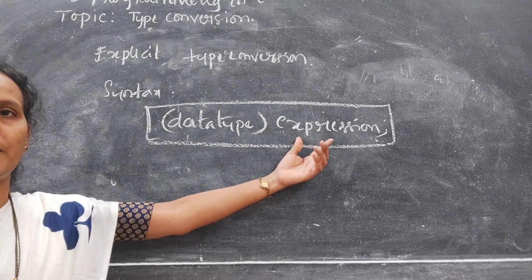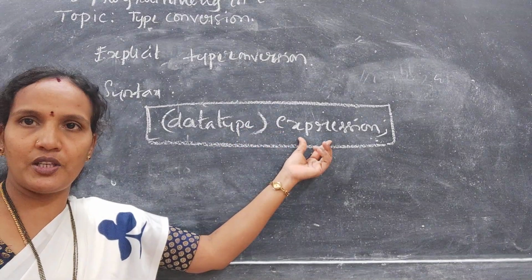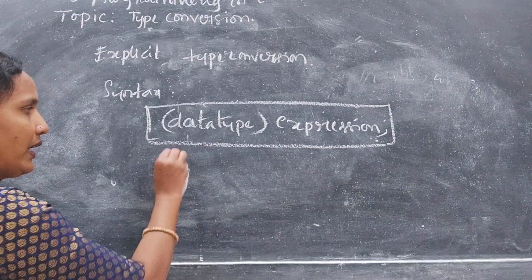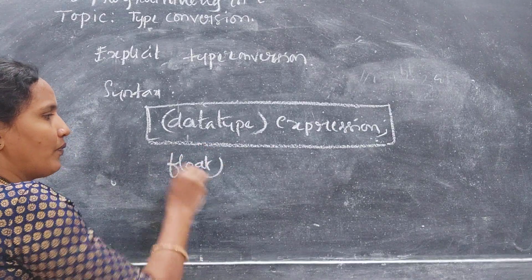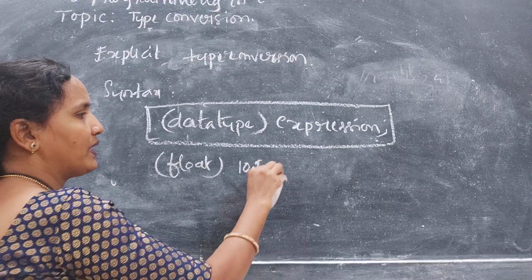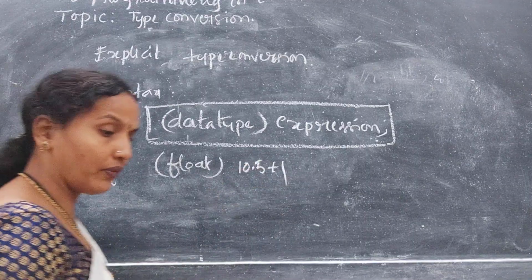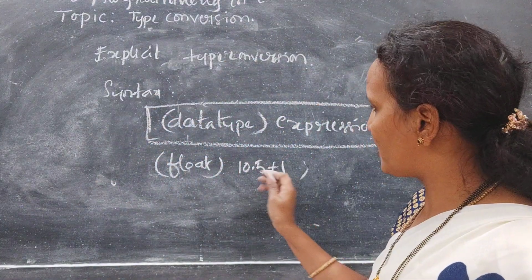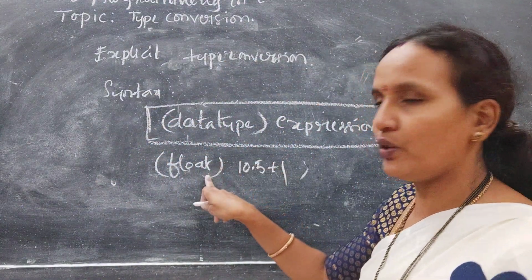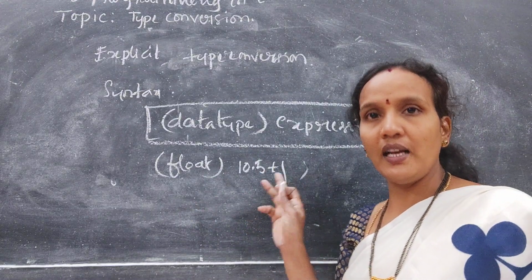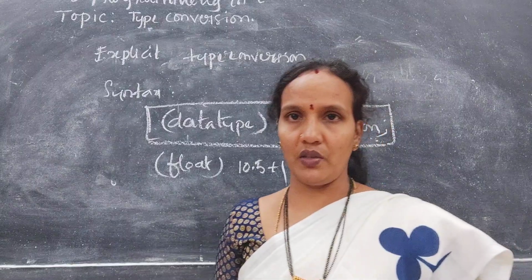Means this expression example, this is an integer expression. You want to convert it into a float, for example. They will give it like this: float. What is the expression? Like 10.5 plus 1, or you can give only 10.5, it is also valid. Okay, so this is the conversion. First this 10.5 is converted into a float, and then 1 will be added. This is called an explicit type conversion.